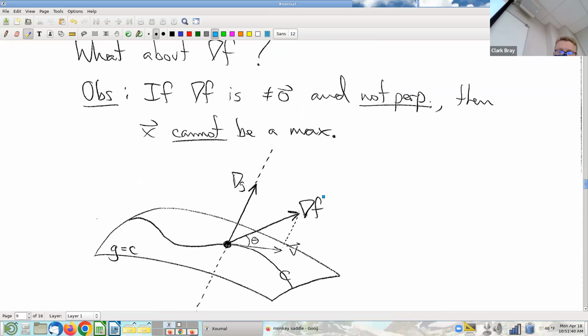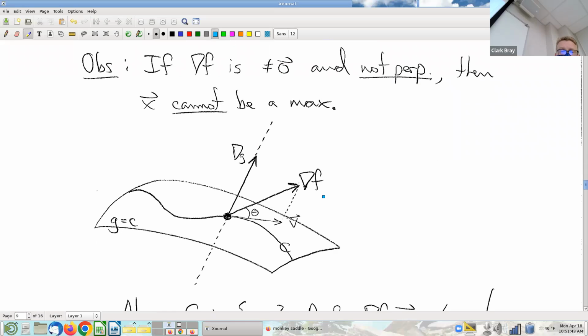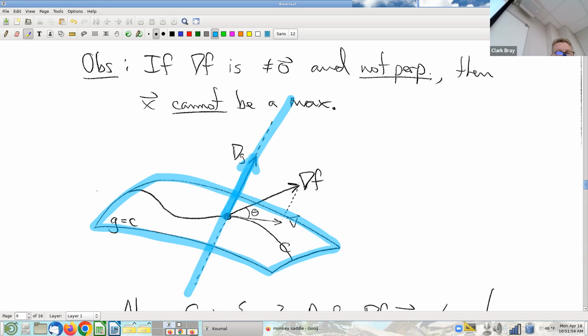So here's kind of the meat of the analysis that we're going to do here. Here's my constraint set. Here's my constraint gradient. Again, always perpendicular. In fact, it kind of defines this orthogonal line here generically. And now let's just consider, hypothetically, what if our objective gradient is off axis? What if it's not pointing in the same direction as the constraint gradient? What if it's not perpendicular to your constraint set?